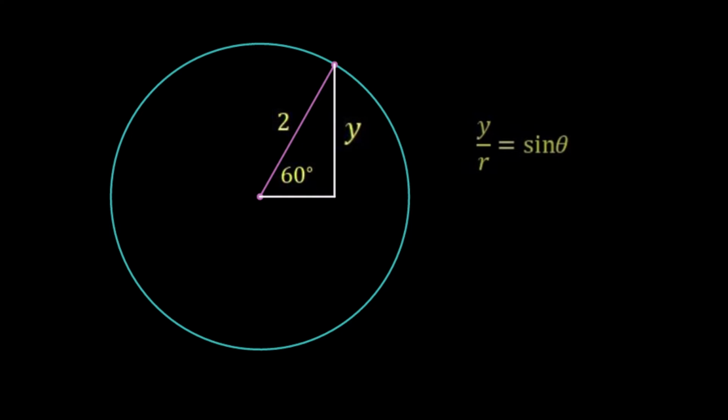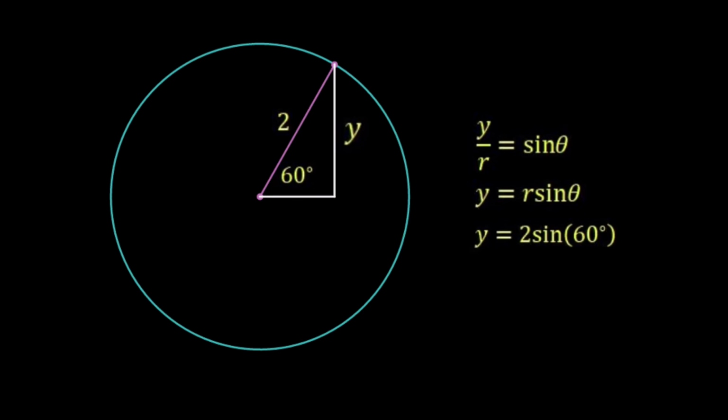Let's look at another example. Let's say we want to find the height y, given that the radius is 2 and the angle is 60 degrees. Mathematically, we can write y divided by r is equal to the function sine theta. We can rewrite this as y is equal to r sine theta. We can put the value of 2 in for r and the value of 60 degrees in for theta.